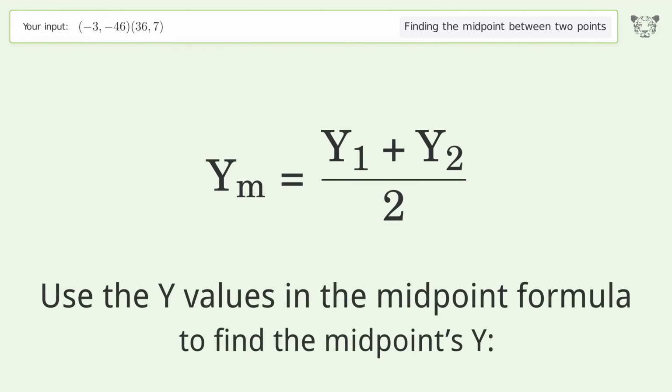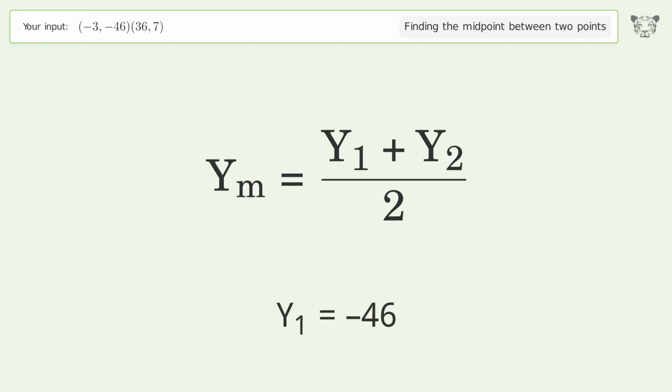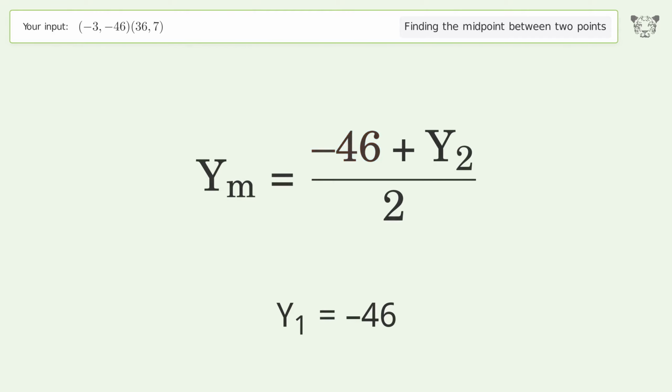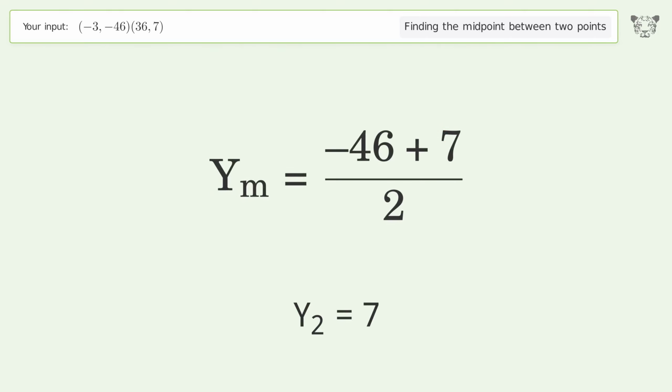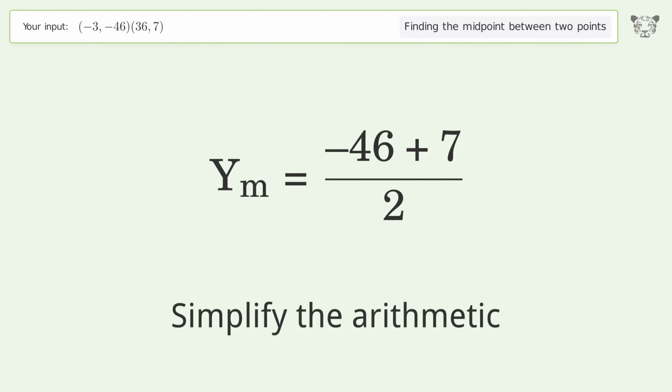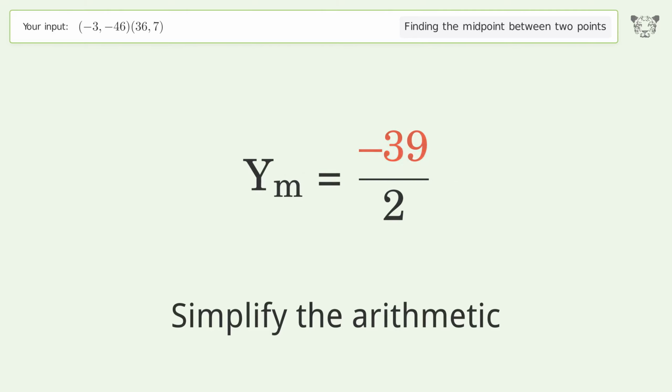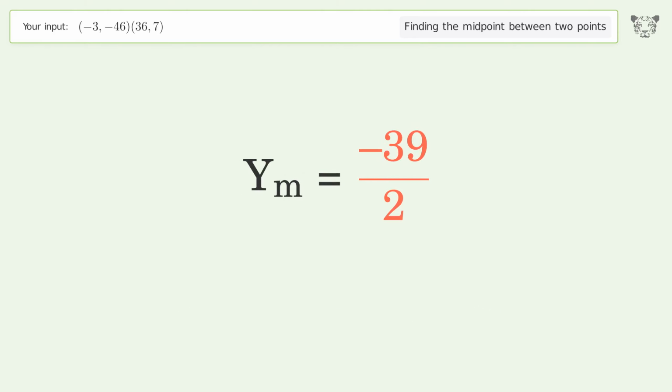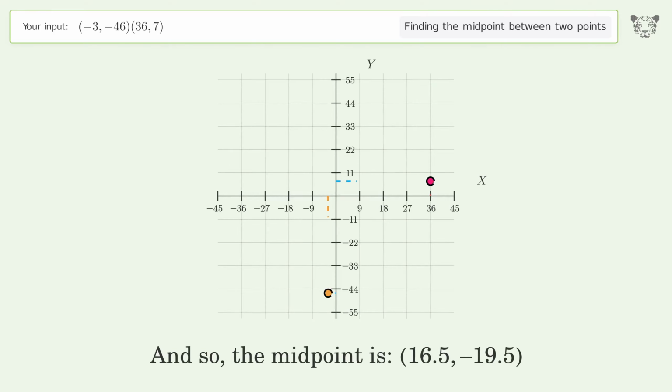Use the y values in the midpoint formula to find the midpoint's y. y1 equals negative 46. y2 equals 7. Simplify the arithmetic. And so, the midpoint is 16.5, negative 19.5.